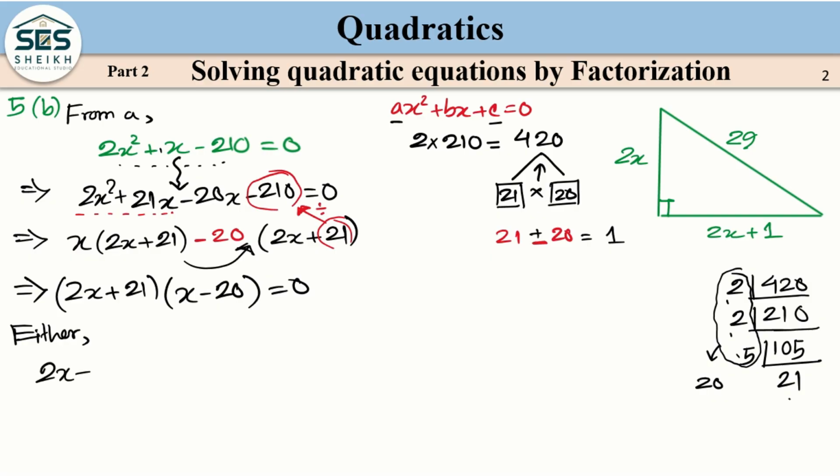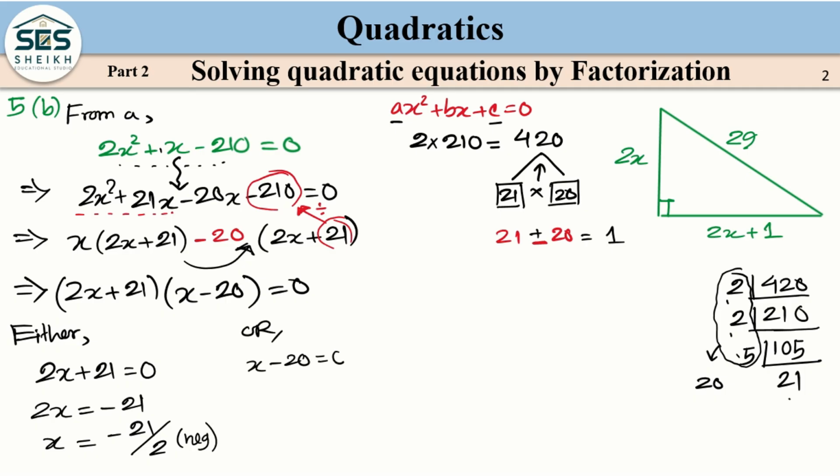So either 2x plus 21 is 0, so 2x equals minus 21, and x is actually minus 21 by 2. So this number is negative. Or x minus 20 equals 0, so x is 20. So this value is actually positive, so we will take this value since it's positive. A negative value is not acceptable, so we will take the positive value.